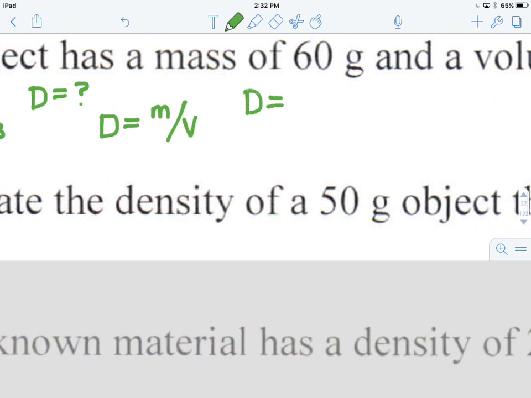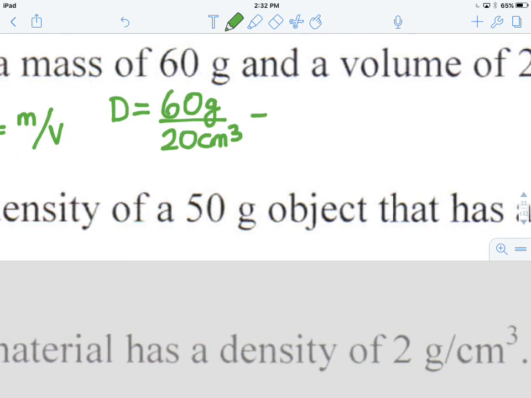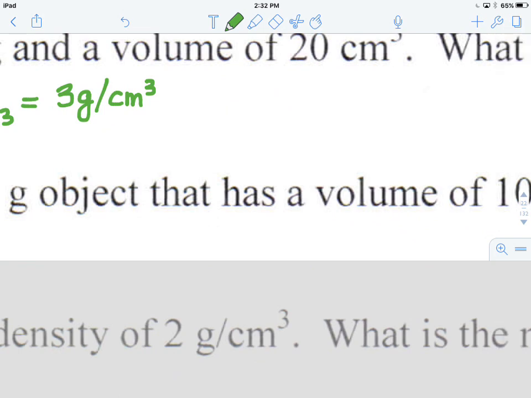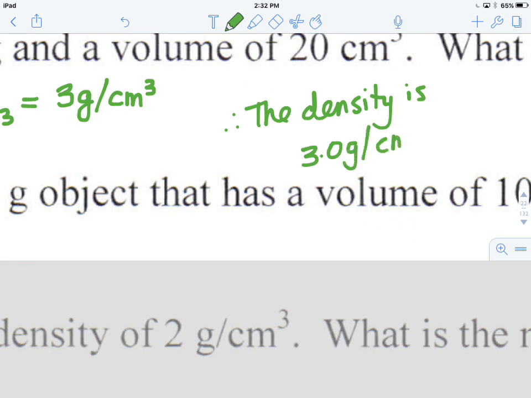Density is equal to, and I'll sub in my numbers, 60 grams, divide by 20 centimeters cubed. When I simplify this, I get 3 grams per centimeter cubed. And I'll finish this off. Therefore, the density is 3.0 grams per centimeter cubed.